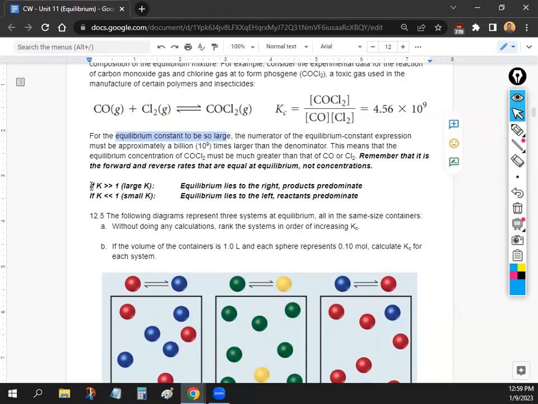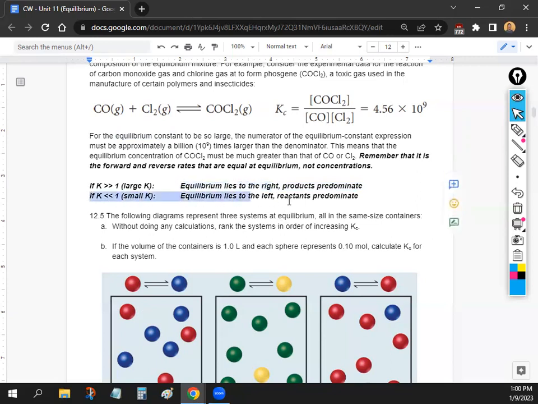Okay, so if the K value is very, very large, that means equilibrium lies to the right, which means that once you hit equilibrium, you will have a lot more product than you will have reactants. Okay, so this is a good example. It's basically like 4.5 billion. So if the K value is 4.5 billion, you have 4.5 billion moles of product for every 1 mole of reactant. And so you have a lot more product. So we express that by saying equilibrium lies to the right, so the right side of the equation.